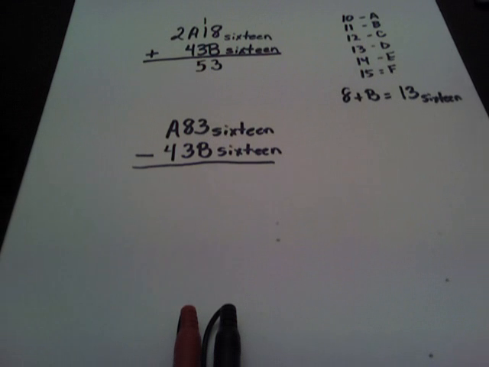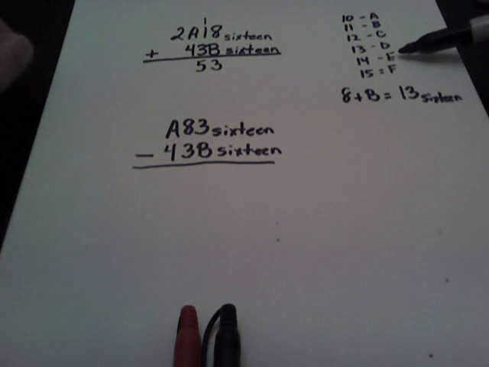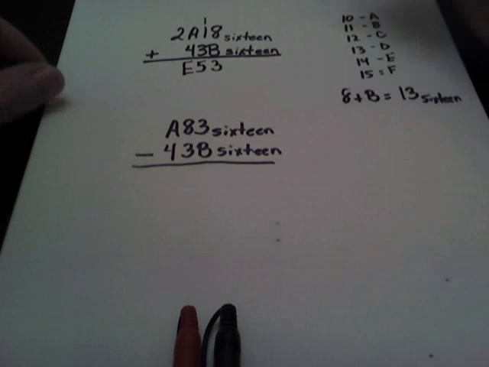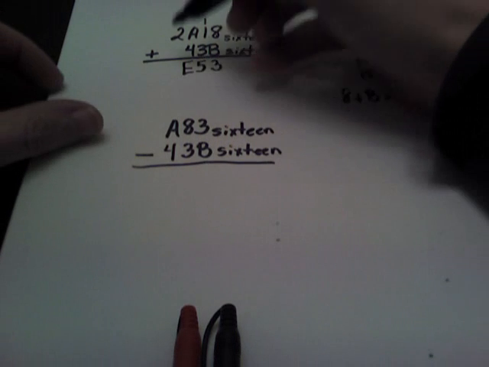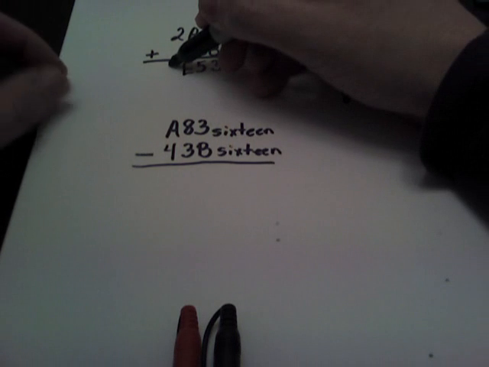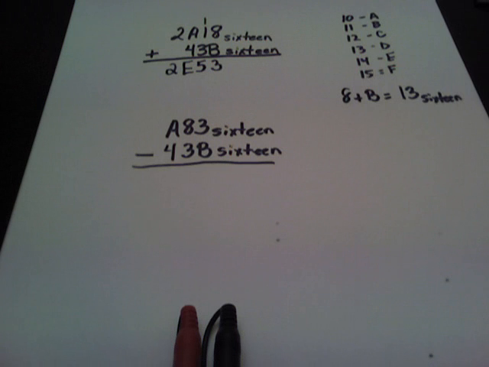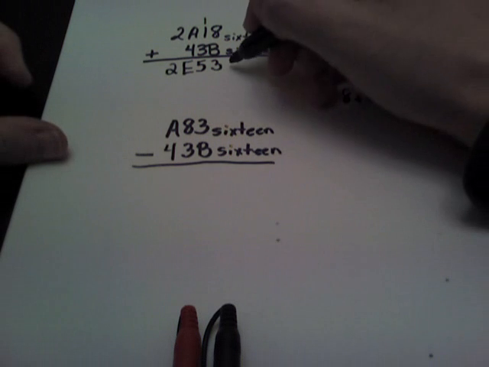However, we must think about the digit that's needed to write the number 14. And as we can see right here, the number 14 is given by the letter E. So we'll record an E. No regrouping. And so the next digit in our next column comes straight down, it would be a 2. Therefore, the sum is 2E53 in base 16.